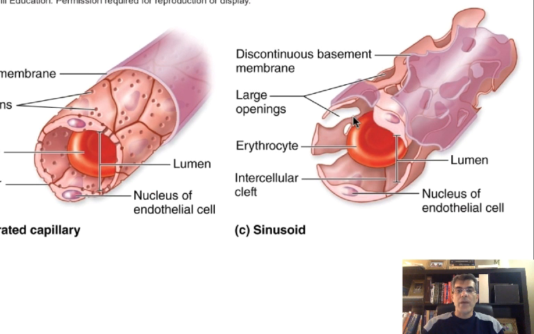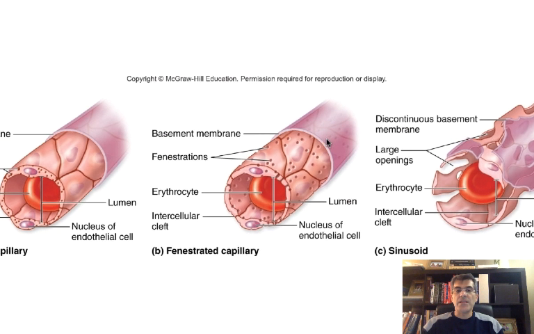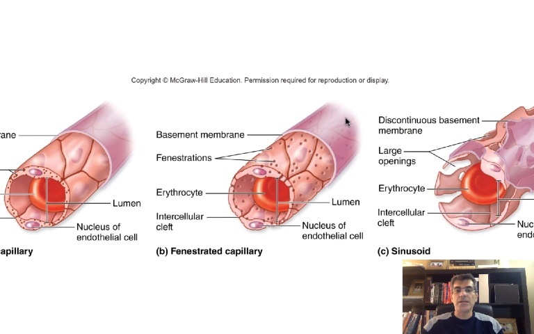And finally, we have the sinusoid type of capillary, where there is a huge gap in the wall of this capillary. Therefore, much bigger molecules or cells can pass through these holes and get in and out of the capillary. As you can see in these three pictures, in the case of sinusoid, the basement membrane is discontinuous to allow a big gap in the wall of the capillary. But in the case of fenestrated or continuous, the basement membrane is intact.